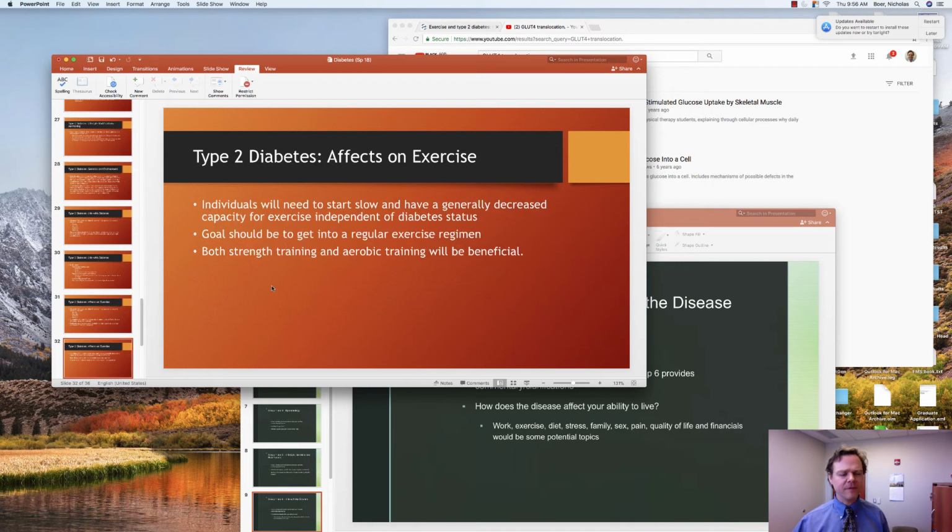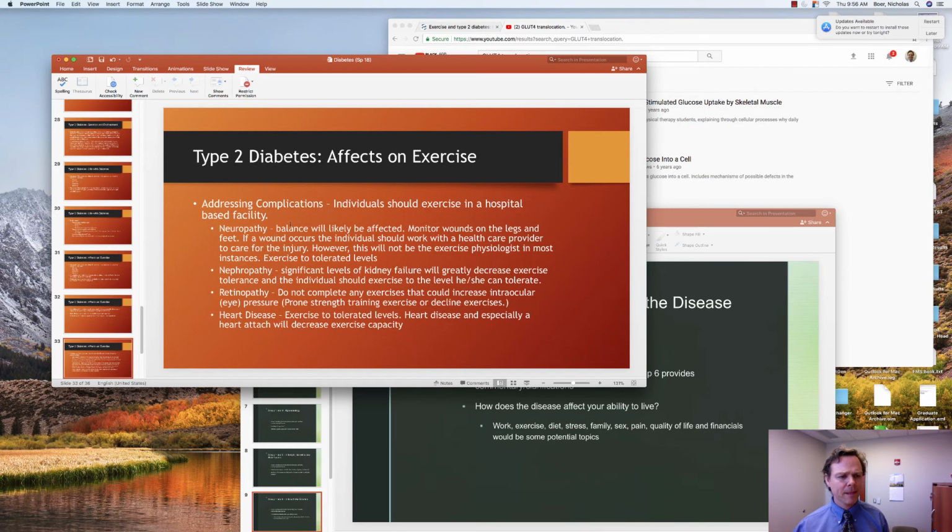But the individual effects on exercise, the individual will have to start slow. The goal should be regular exercise. Both strength training and aerobic training are beneficial. And then addressing complications. So the effects on exercise, largely it's this interaction between diabetes, exercise, and complications. So what is going on, or what do you need to watch out for if the individual has a complication?